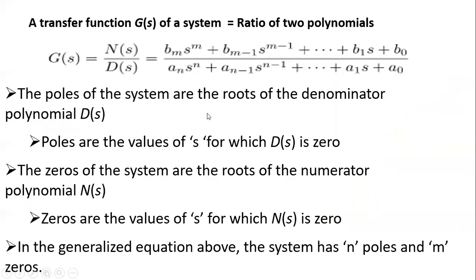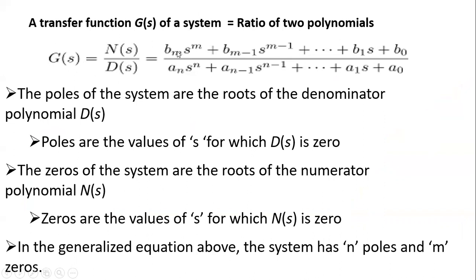Now with this idea of stability, let's understand poles and zeros, which are terminology used to understand the stability of a system. For this, let's consider the transfer function G(s) of a system, which is the ratio of two polynomials, N(s) by D(s). N(s) is the numerator and D(s) is the denominator in the s domain.